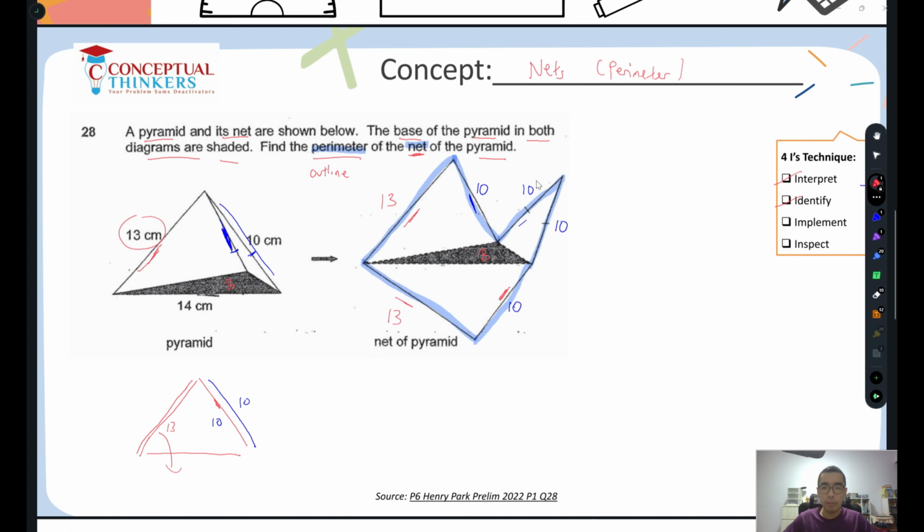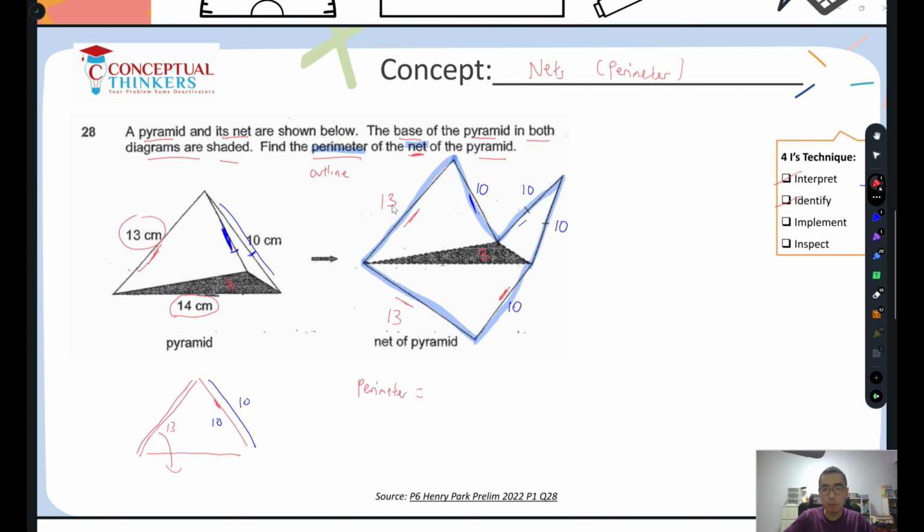Okay, now if you look at this diagram here, we don't involve any 14 cm. Now when we do our primary school mathematics, it's actually very rare that we don't use all the numbers. But in this case, we need to eliminate this 14 when we do our calculation for perimeter.